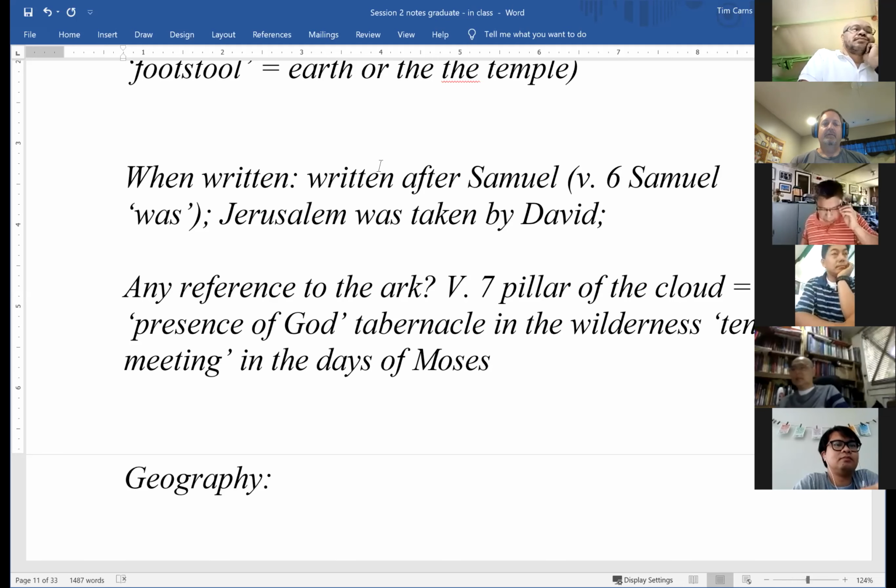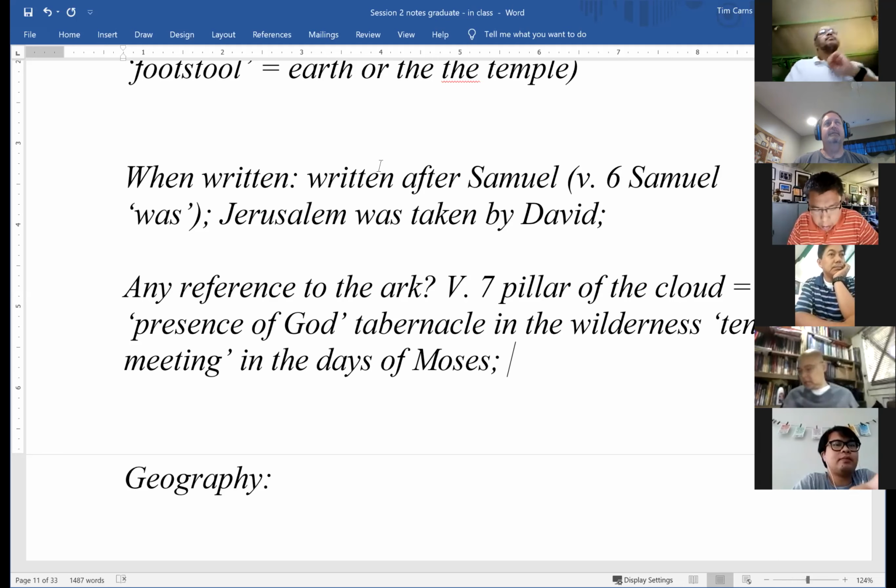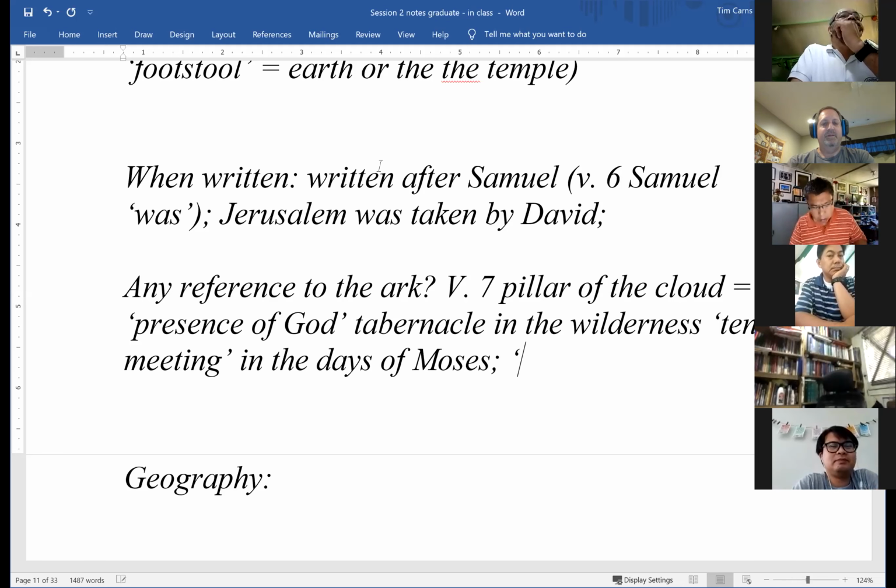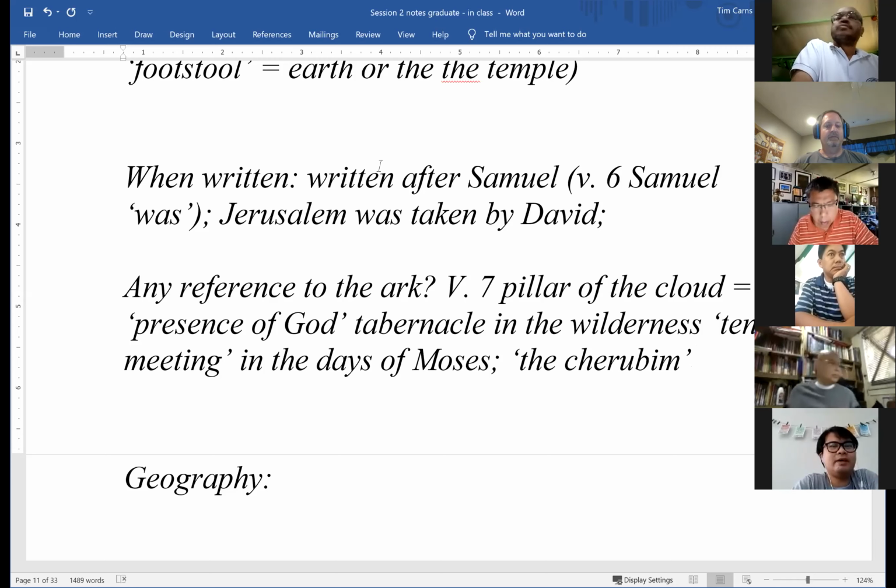There's another phrase here in this psalm that seems to point to the presence of the ark. He dwells between the cherubim, Pastor Tim. Yeah, the cherubim. Now, where is it that we see God? In the NAS, it says enthroned above the cherubim. Where do we see the cherubim? God and the cherubim together. The Holy of Holies. Yeah, on the Ark of the Covenant.